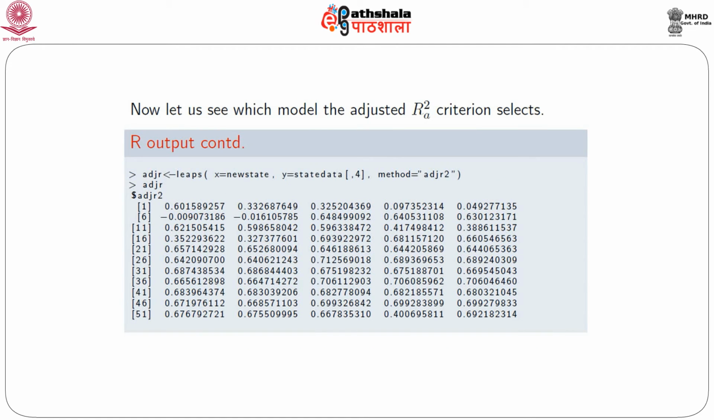Now, let us see which model the adjusted R-square criteria selects.